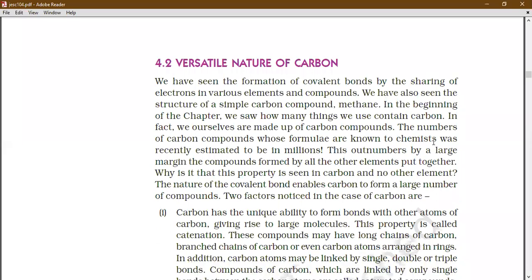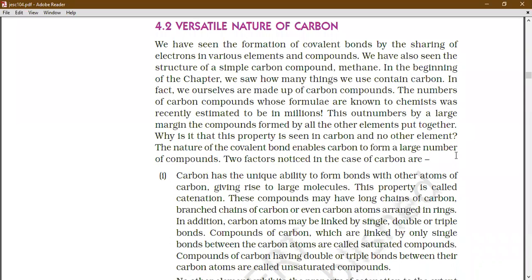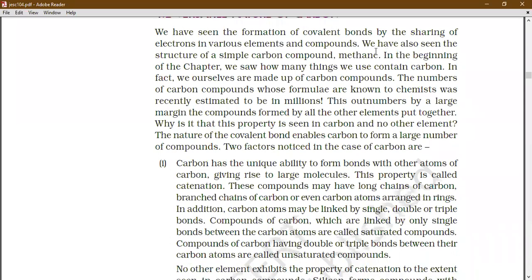Versatile nature of carbon. We have seen the formation of covalent bonds by the sharing of electrons in various elements and compounds. We have also seen the structure of a simple carbon compound, methane. In the beginning of the chapter, we saw how many things we use contain carbon. In fact, we ourselves are made up of carbon compounds.